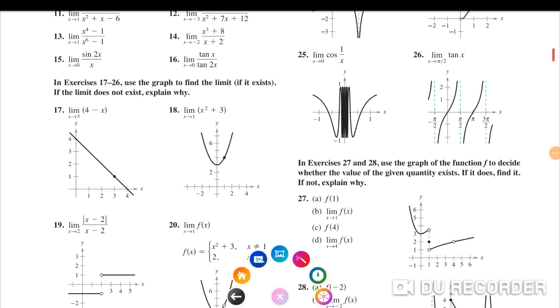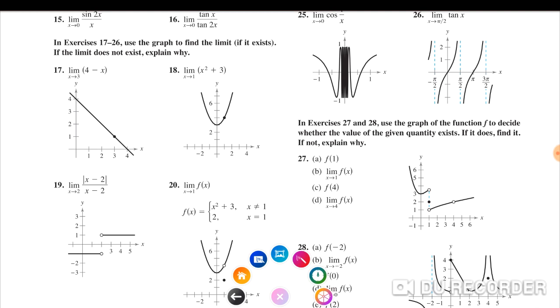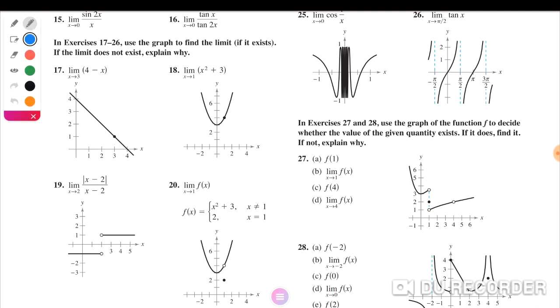Today I'd like to correct the homework with you that you did before. Here the homework was page 15 in your textbook. Start with question 17, okay? Look here with me. In exercises 17 to 26, use the graph to find the limit. If it exists. If the limit does not exist, explain why.